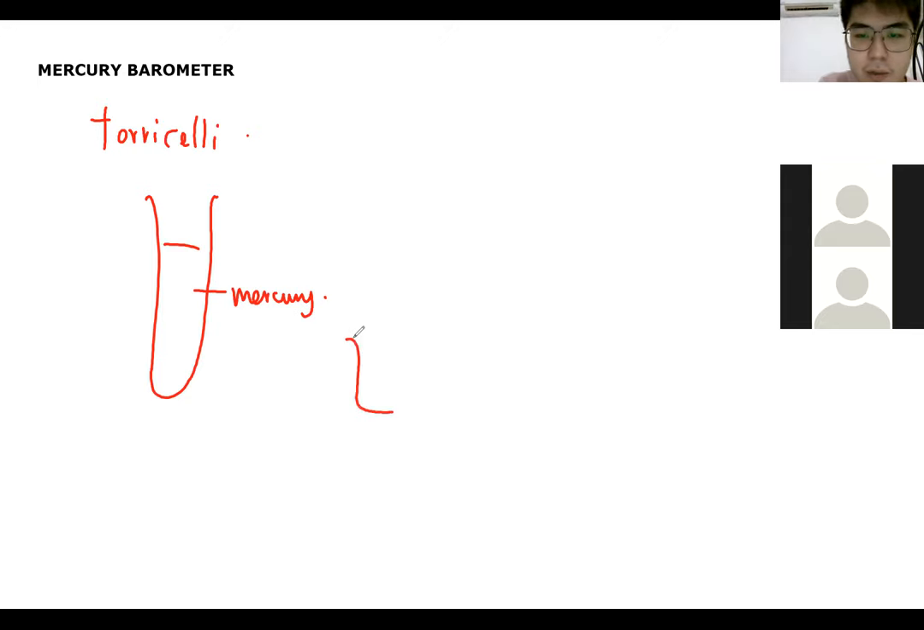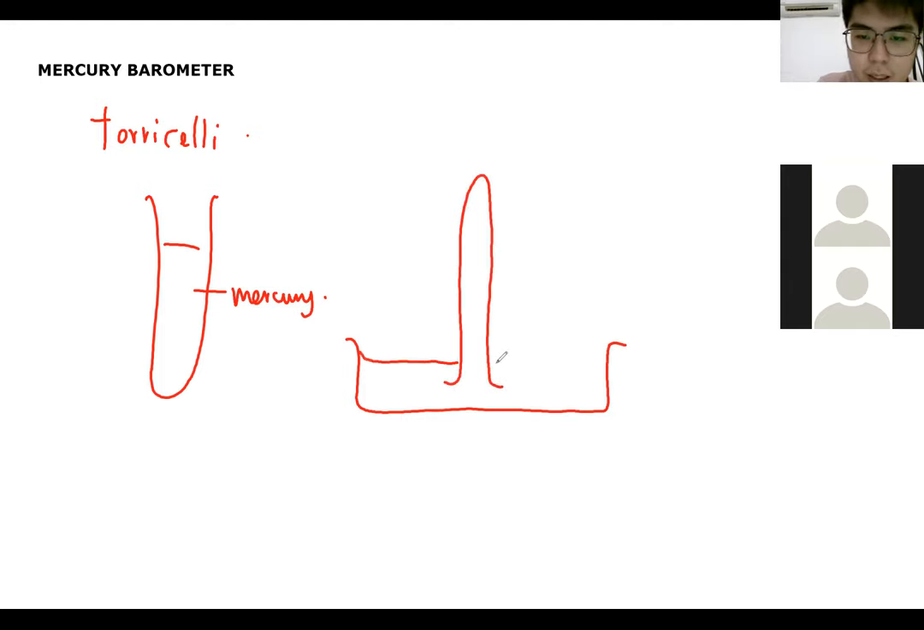Let's say you have a beaker here, and then quickly he inverts it and immerses it into mercury. So this is also mercury. Now what happened here is when he flipped it over quickly, inside it will create a vacuum. Here is vacuum. It's not a perfect vacuum, but it has very few air particles. We can just assume it as vacuum.